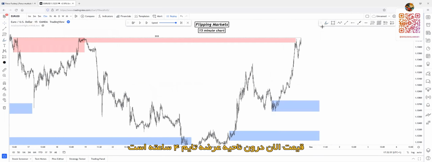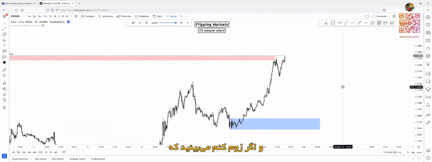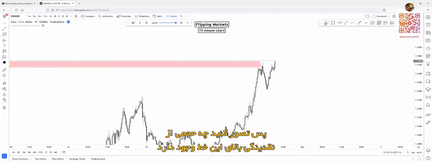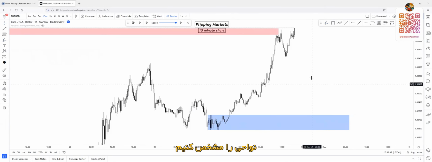Okay, price is actually in the 4-hour supply zone right now, as you can see. And if I zoom in, you will see that price created the fourth tap here. So we have 4 equal taps. So imagine how much liquidity is sitting just above this line. Price has to sweep that liquidity. Okay, but mark out the zones.